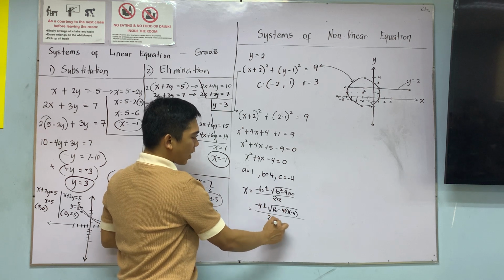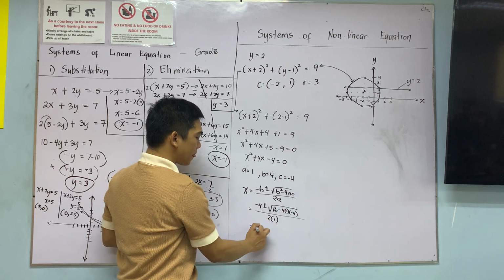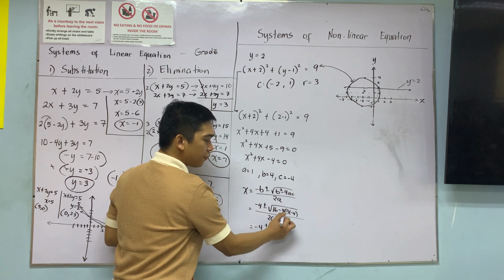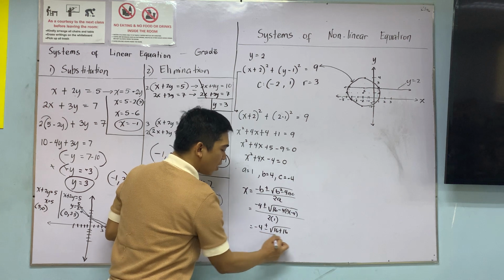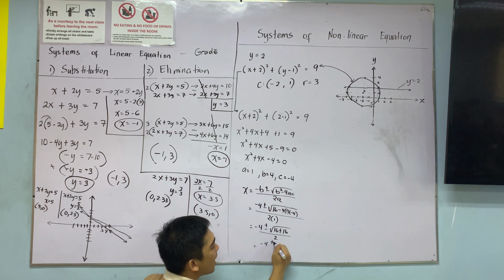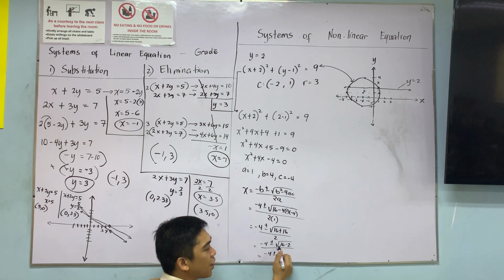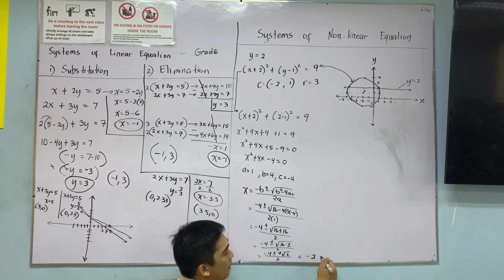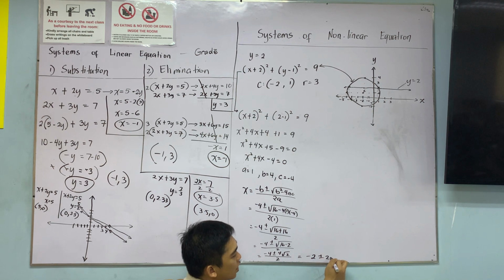negative 4, over 2 times 1. So, negative 4 plus minus square root of 16, negative times negative, positive, 4 times 1 times 4, 16, all over 2. Now we have negative 4 plus minus square root of 16 plus 16, 32. 32 can be factored out by 16 times 2 over 2. Now, negative 4 plus minus square root of 16, 4 square root of 2 over 2. Simplify, negative 4 divided by 2, negative 2. Plus minus 4 divided by 2, 2 square root of 2.